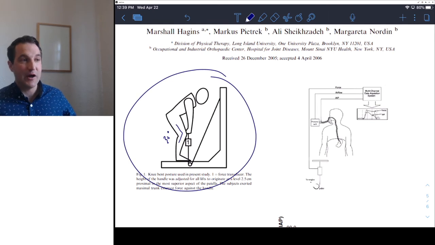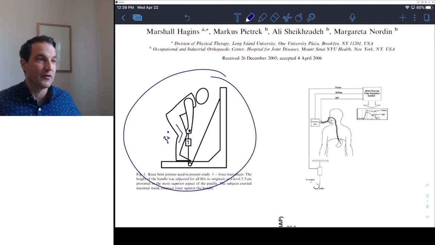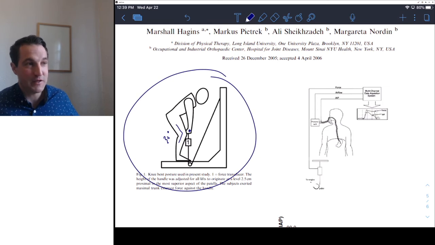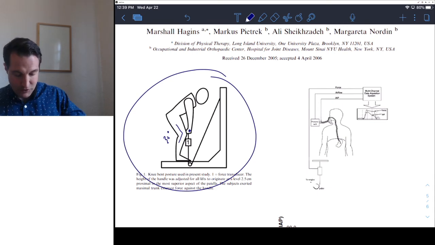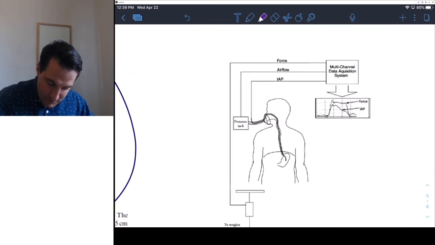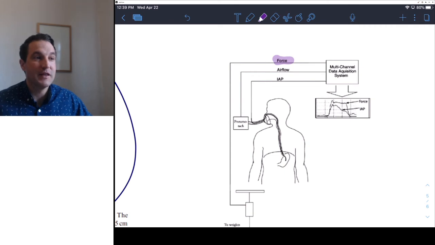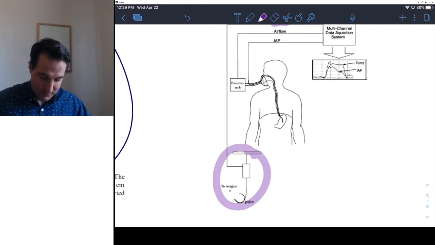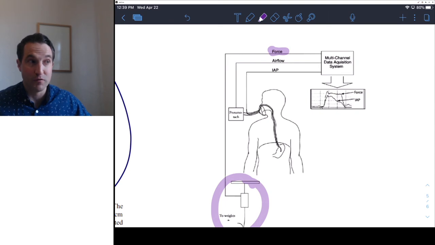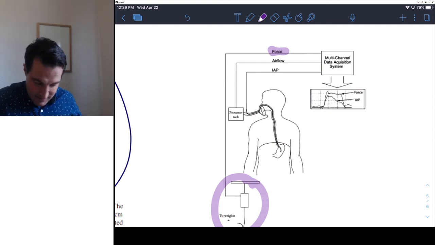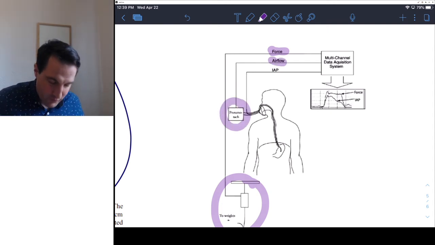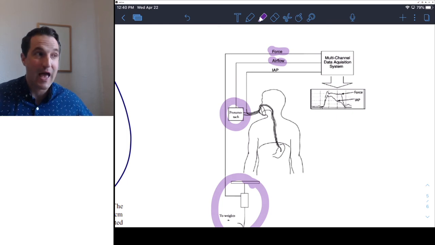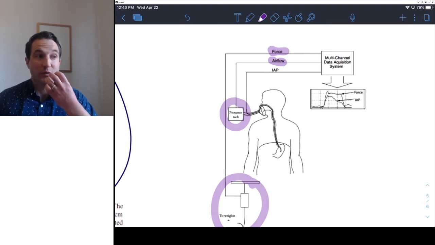Then had them reach down and grab a little handle right here and push with their feet and pull as hard as they possibly could. While they were doing this, they measured 3 things. First, they measured the amount of force that they exerted on that handle right here. And that handle didn't move. They were just pulling on an immovable object, and there was a strain gauge that was able to measure how much force they were producing. Next, they measured the airflow. They had one of those same mouthpieces that you guys have used in lab in their mouth while they were doing each of these 3 exercises.